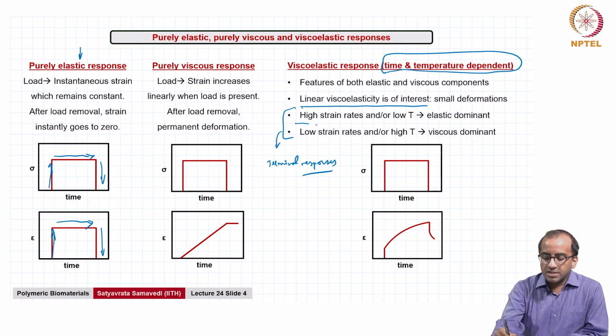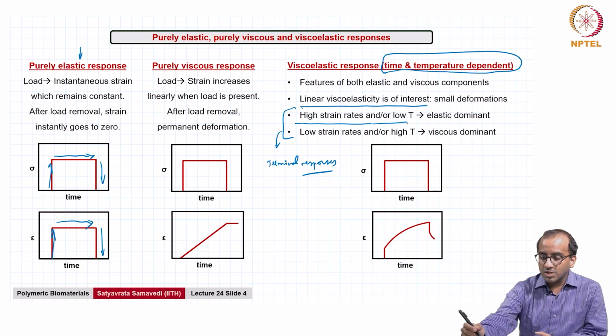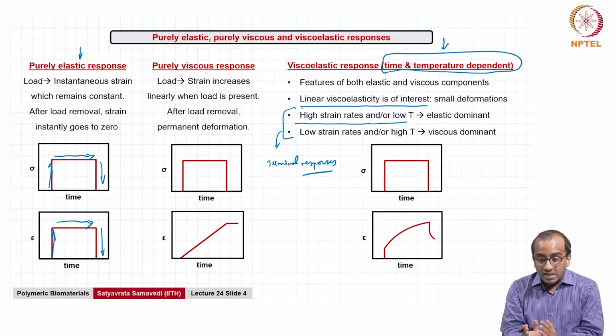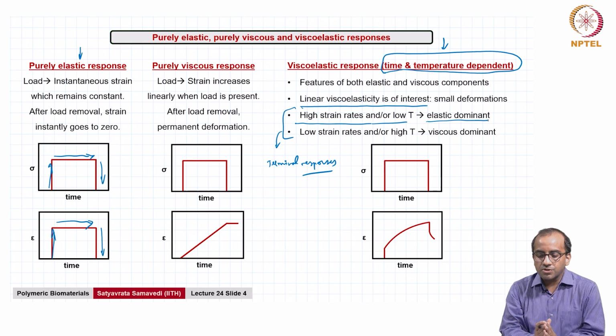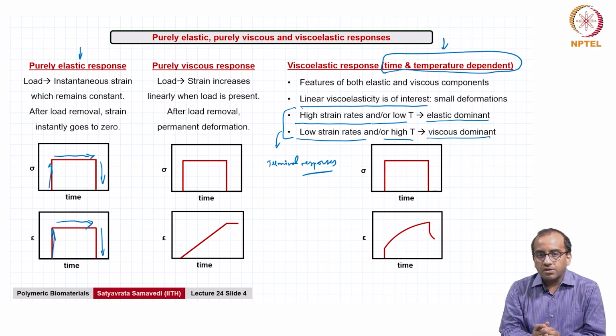So when you have high strain rates and or low temperatures, you see both time and temperature are coming here. When you say strain rate, there is a temporal connotation right there, and then low temperature, again temperature comes in. That is why we highlighted that viscoelastic responses are always contextualized against time and temperature. So when you have very high strain rates and or low temperatures, you largely get elastic dominant responses, and for very low strain rates and or very high temperatures, you end up getting largely viscous dominant responses.